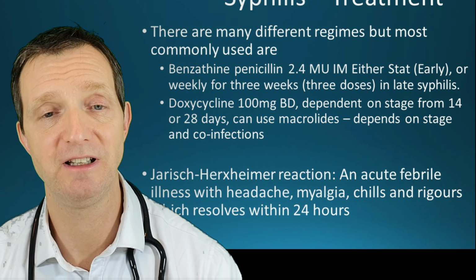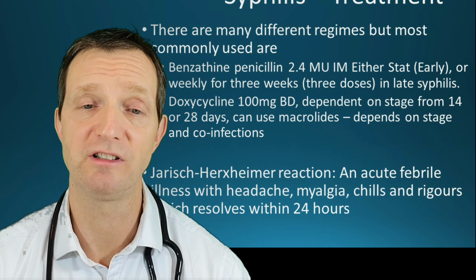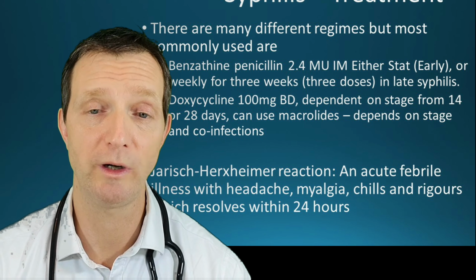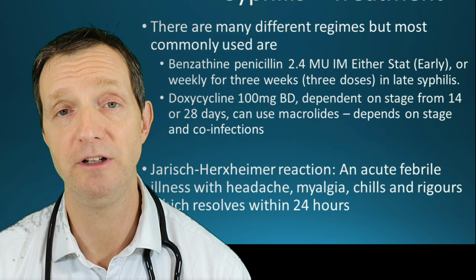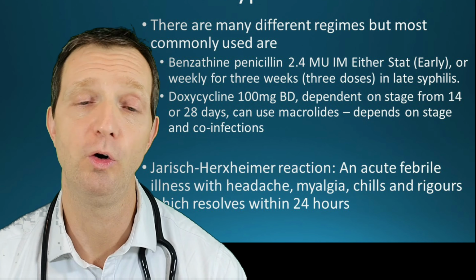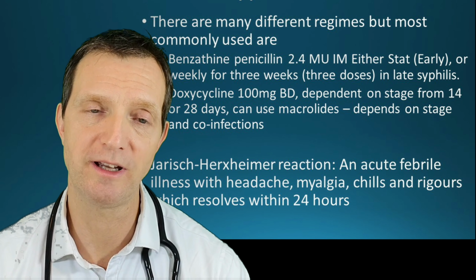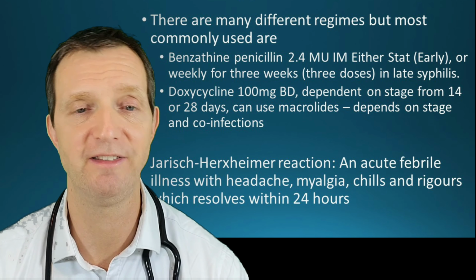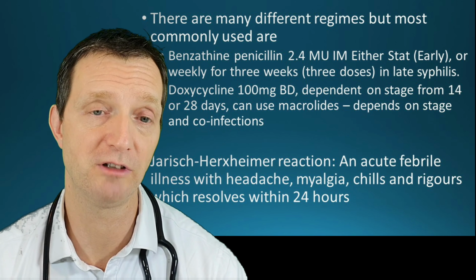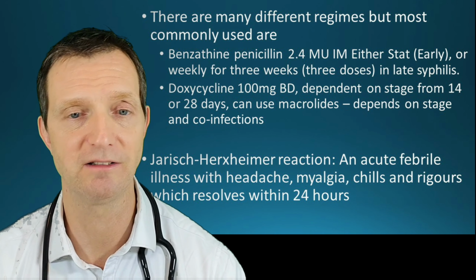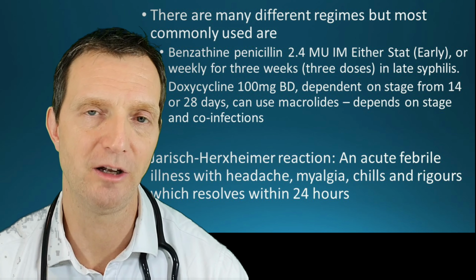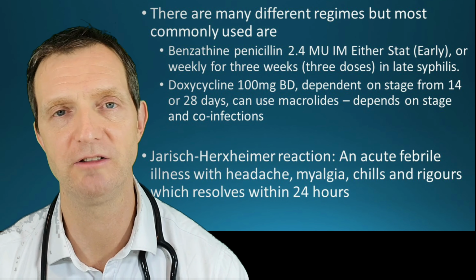If you can't take penicillin for any reason, then doxycycline 100 milligrams twice a day can be given, either for 14 days for early syphilis or 28 days for late syphilis. But obviously, if it's a complicated syphilis like neurosyphilis, then that dose will be doubled to 200 milligrams BD for 28 days. And there are many, many other types of antibiotics you can use as well.